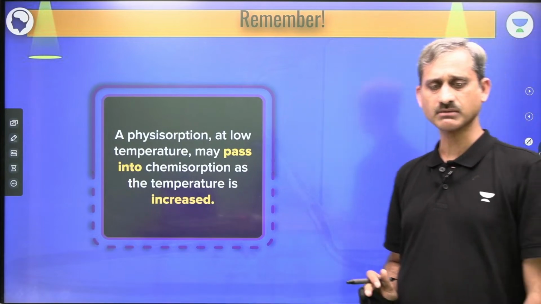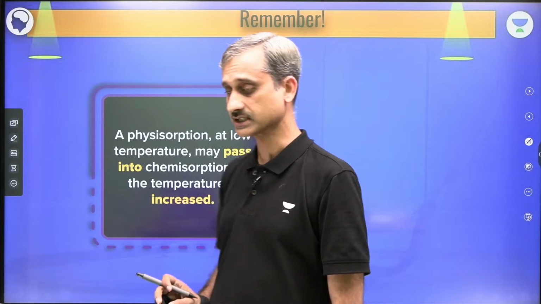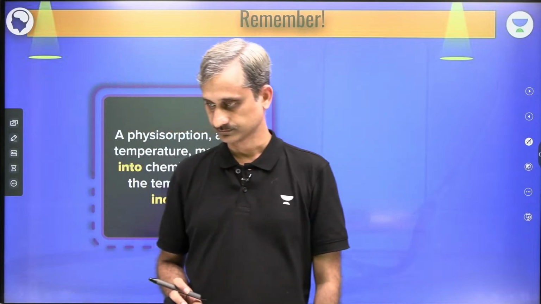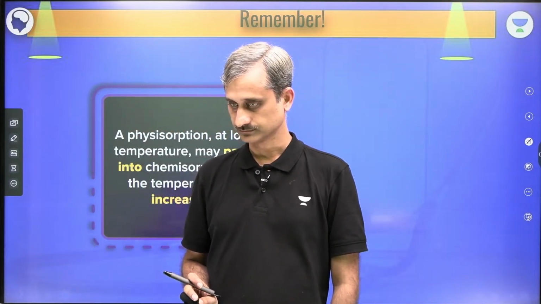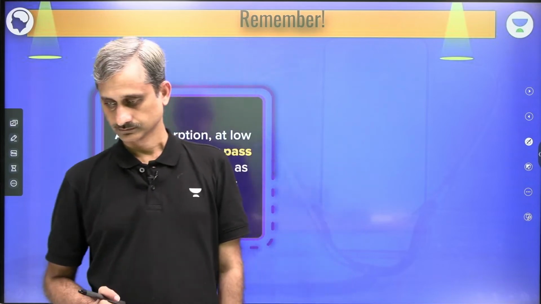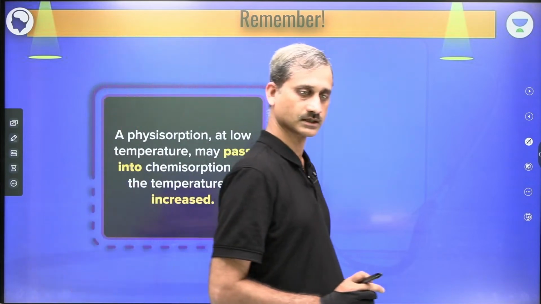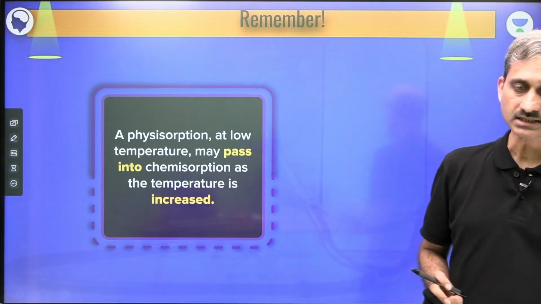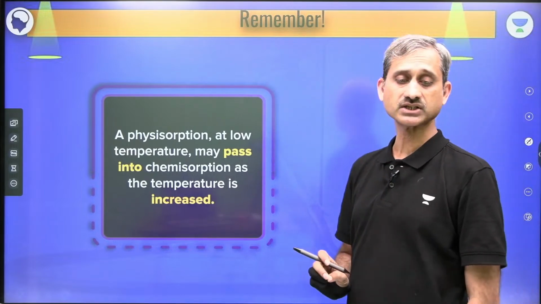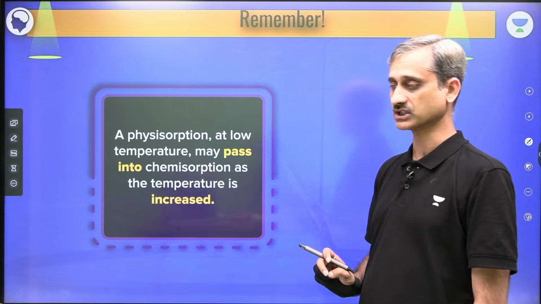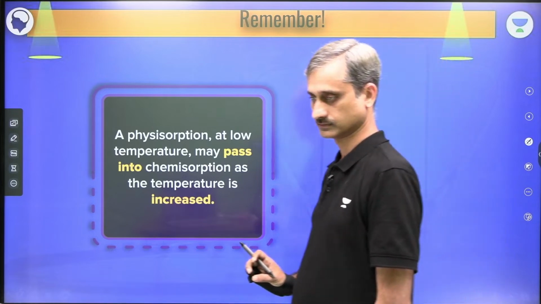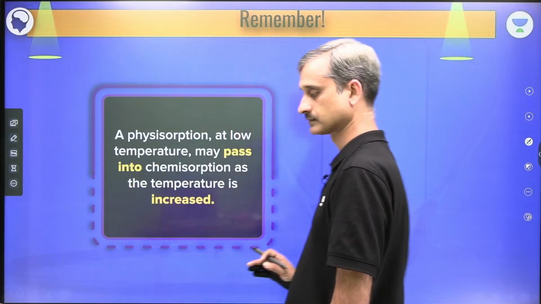Physisorption at low temperature may pass into chemisorption as the temperature is increased. As the temperature increases, the low temperature physisorption can become a high temperature chemisorption. Clear?